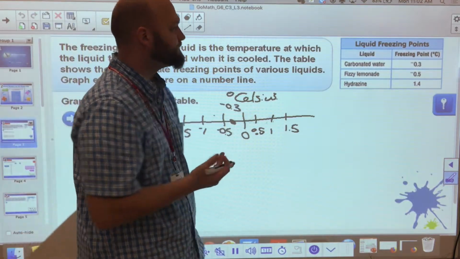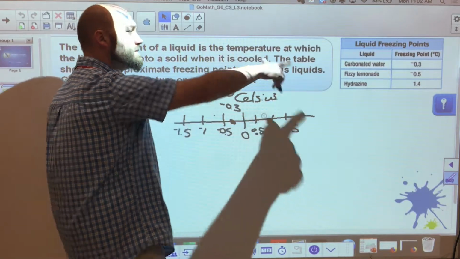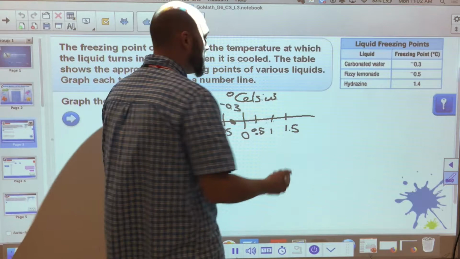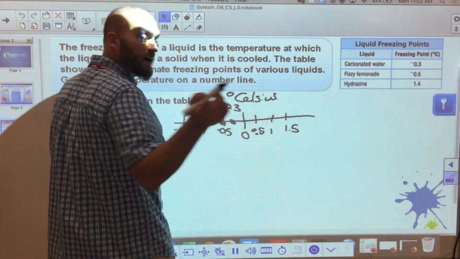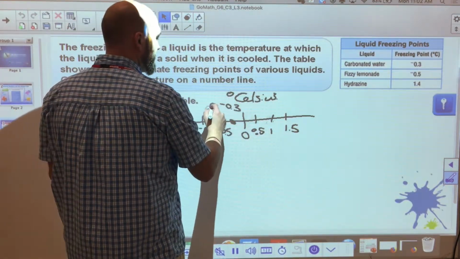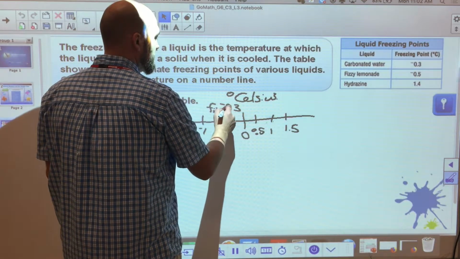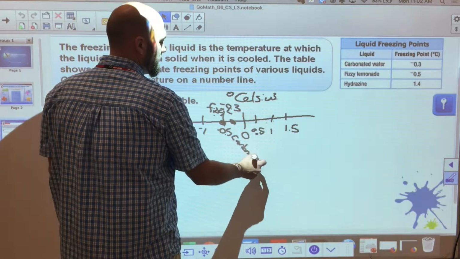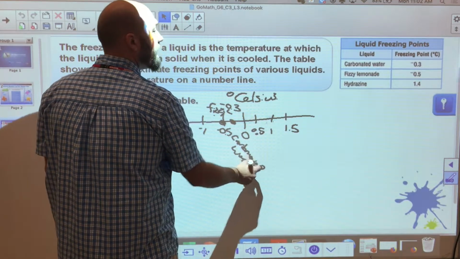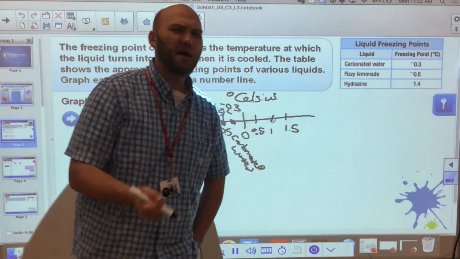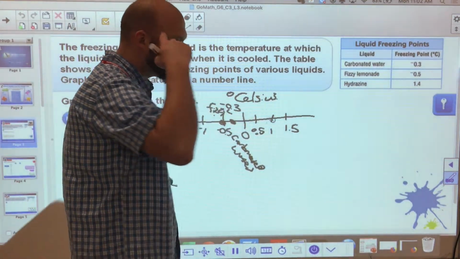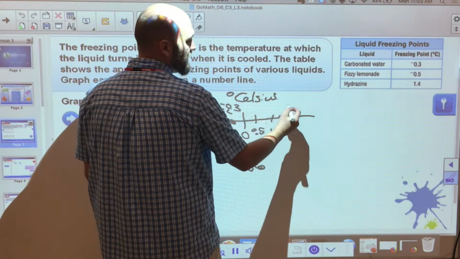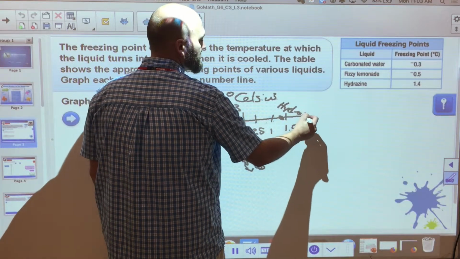That's carbonated water. My fizzy lemonade is going to be -0.5, so that's halfway in between 0 and 1, which is actually right here. I already have a line for that one. That's our fizzy lemonade. This is carbonated water. And our hydrazine. Hydrazine is a positive 1.4 degrees Celsius. So 1.4 positive is between 1 and 2. 1.4 right in here. And this is hydrazine.